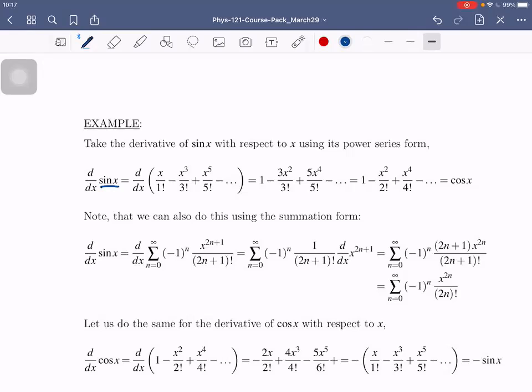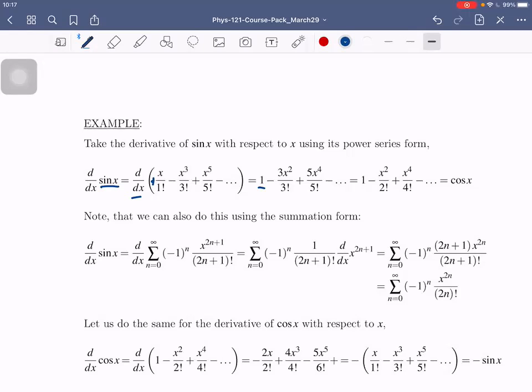And remember, it's an alternating series. So plus, minus, etc. And we have to take the derivative. Since the denominators are just constants, we just have to deal with the numerator. So the derivative of the first is just 1. Next, we have 3x squared over 3 factorial plus 5x to the 4th over 5 factorial, and so on.